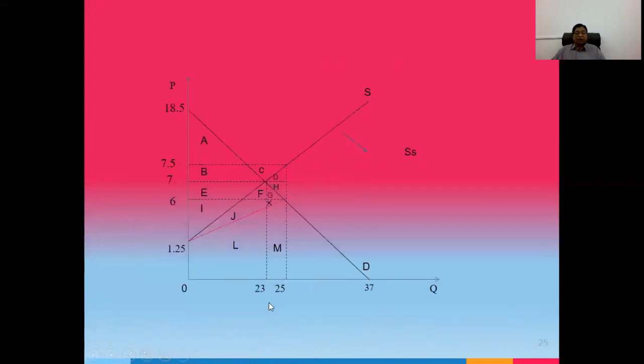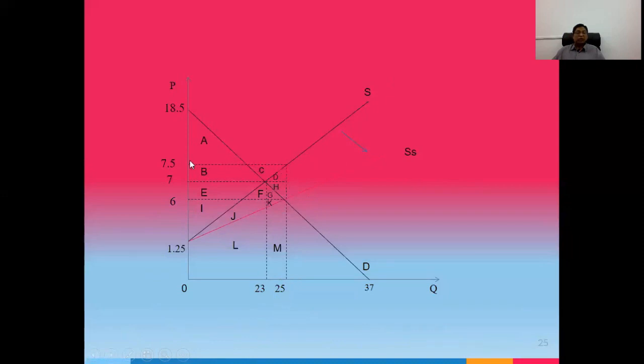I would like to explain what we have so far discussed with the help of demand and supply equations, now with the demand and supply curves. This is the initial supply curve, this is the initial demand curve, this is the initial equilibrium price, initial equilibrium quantity. Then this is the initial consumer surplus A plus B, producer surplus I plus E. After the 20% ad valorem subsidy, the supply curve rotates from S to S', then new equilibrium price 6, equilibrium quantity 25.